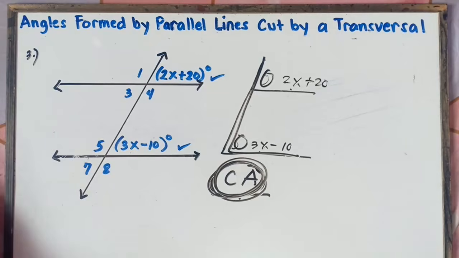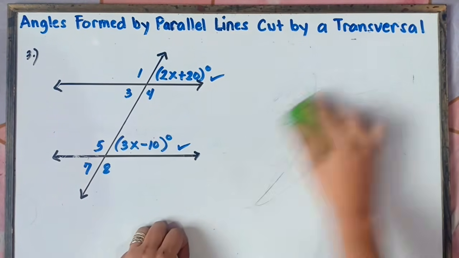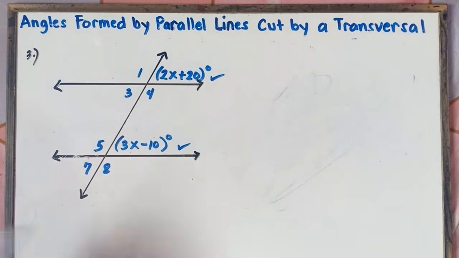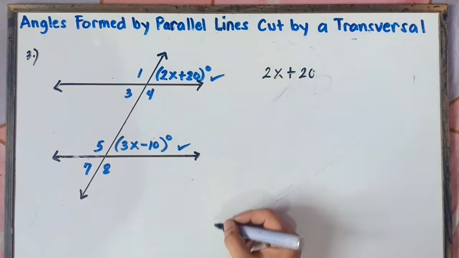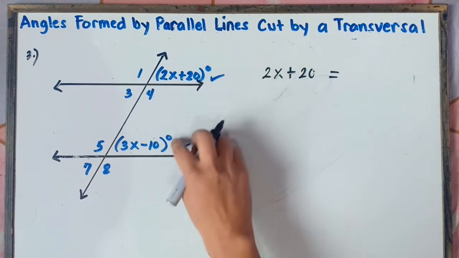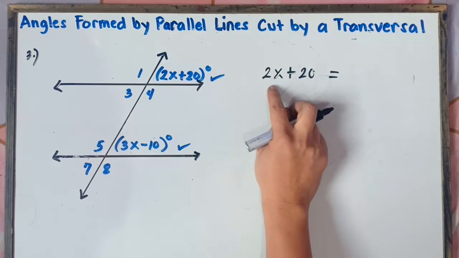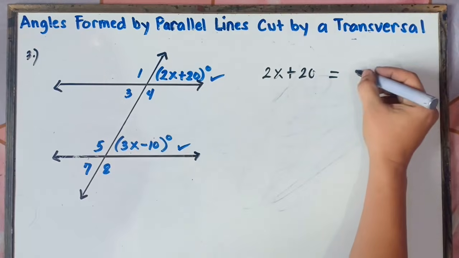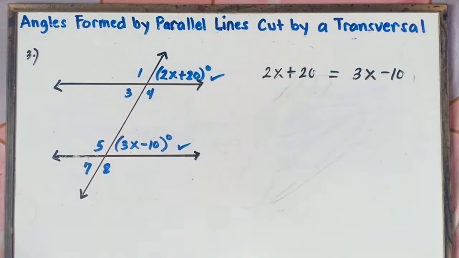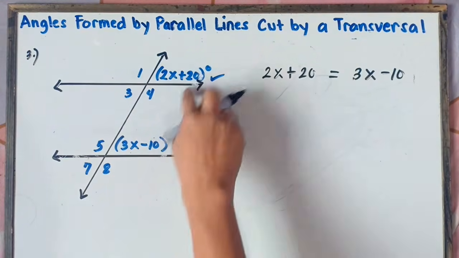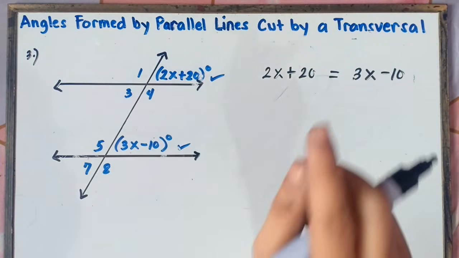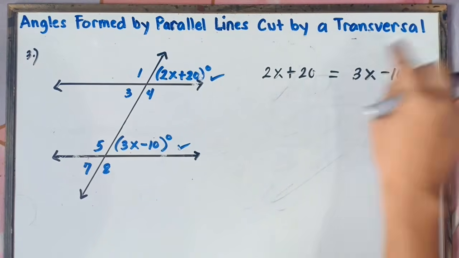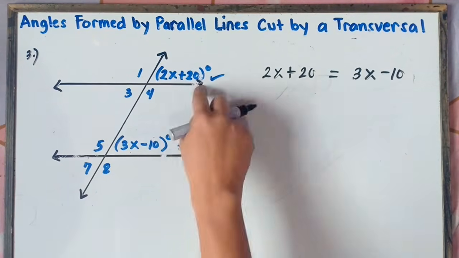So therefore, we can write 2x plus 20 is equal to, ignore first the degrees, 2x plus 20 is equal to 3x minus 10. Why is that, sir? Because they are corresponding angles, and corresponding angles are always congruent. Now, if they are congruent, class, you can equate this one. You can say that 2x plus 20 is equal to 3x minus 10 because they are congruent.